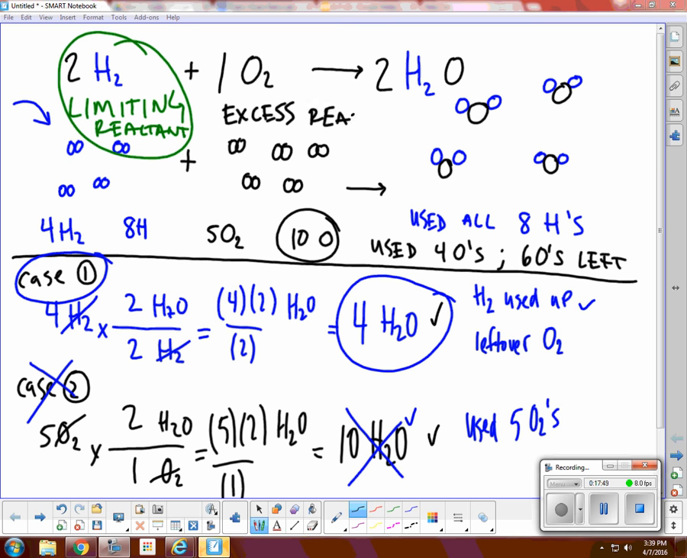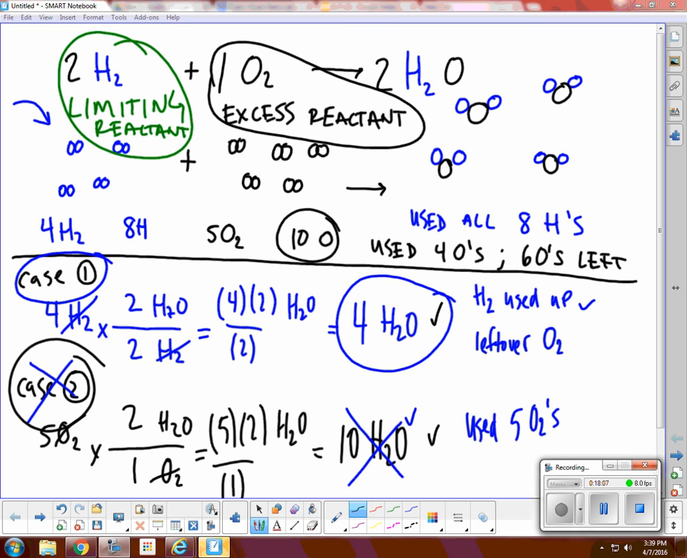Reactants are things that are on this side of the equation. And we know that oxygen is an excess, extra, and hydrogen is limiting. If you tried to draw case 2, you wouldn't be able to do it because you'd run out of hydrogen atoms. You wouldn't have enough. So there's your conceptual explanation of limiting reactants. We'll do more of these.